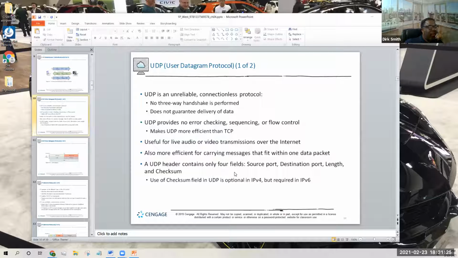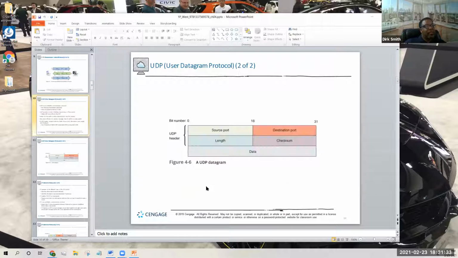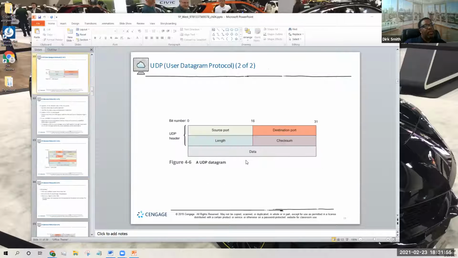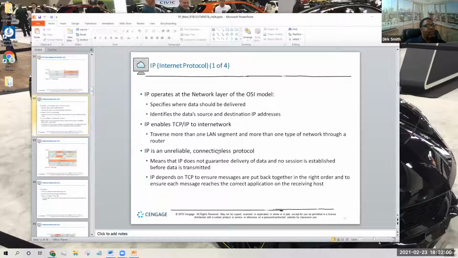A UDP header contains only 4 fields: the source, the destination, the length, and the checksum. So it's sending it out. That's UDP. You can see how a UDP packet is a lot smaller than what we saw with TCP/IP. With TCP/IP there's a lot more going on, a lot more things happening. But with UDP, it's very simple. Let's get in, let's get out. Are you working or are you not?